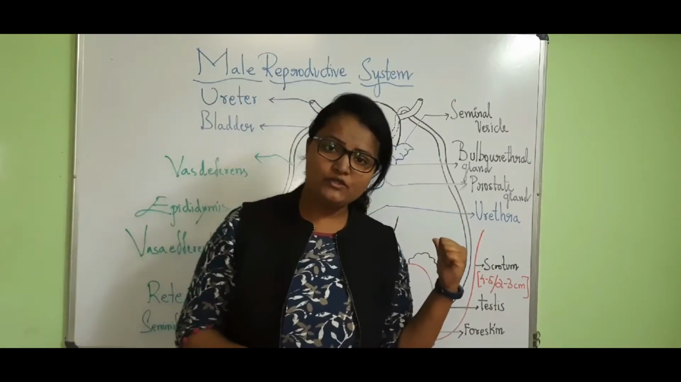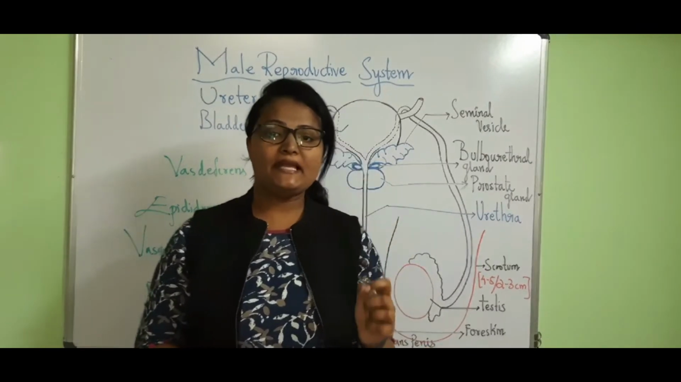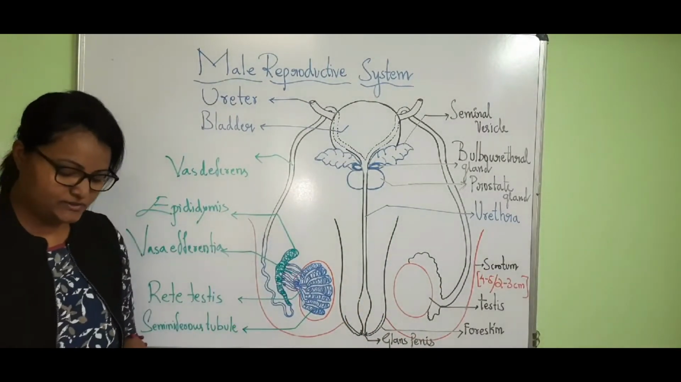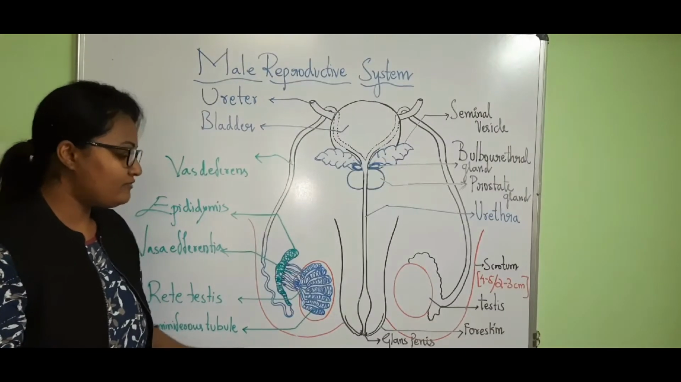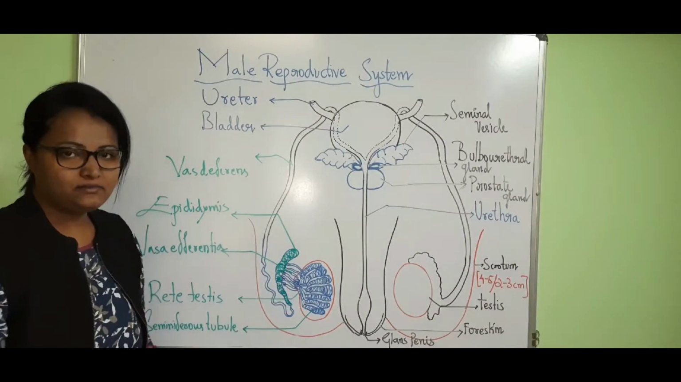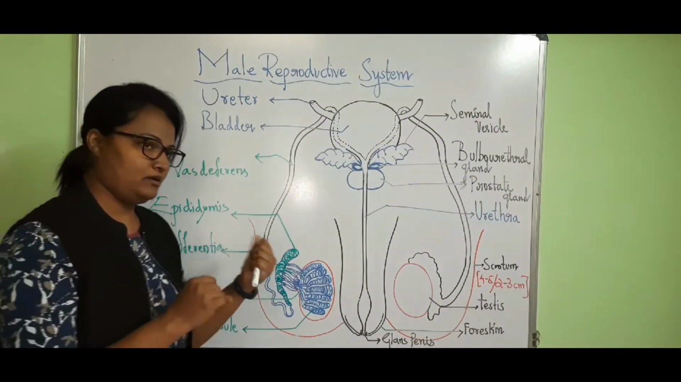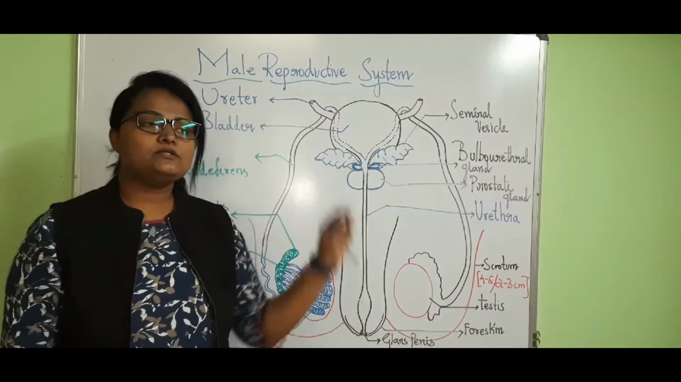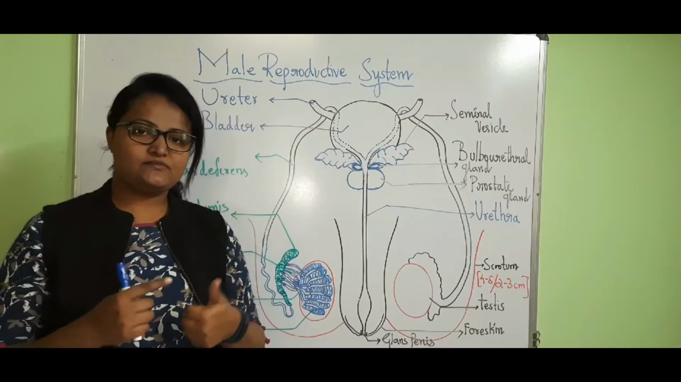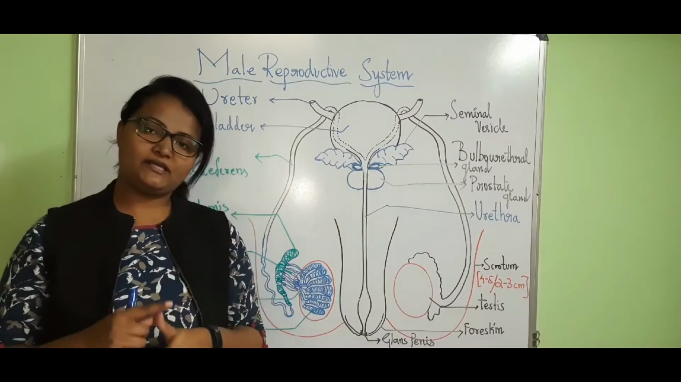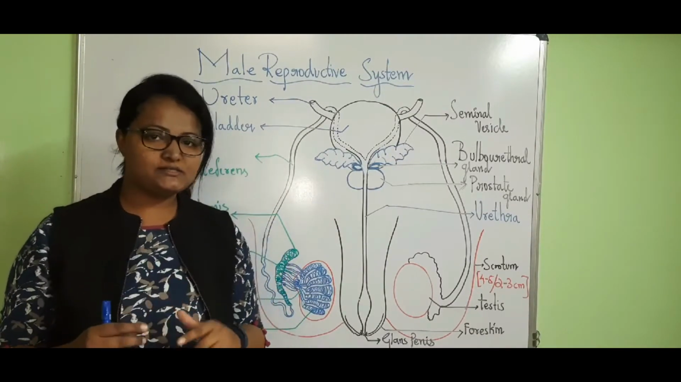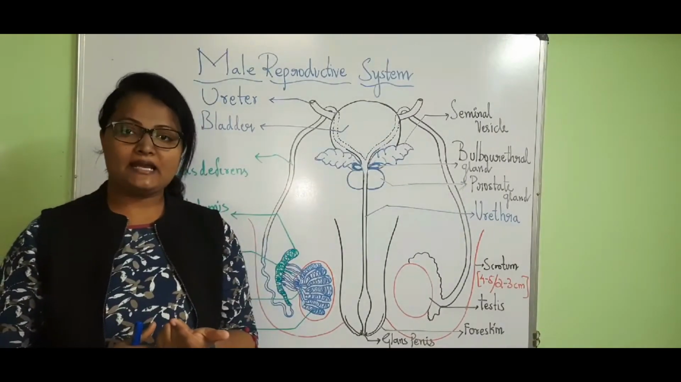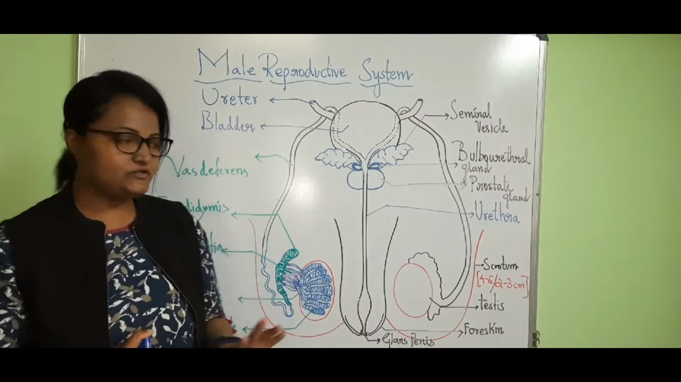So today we are going to start with the male reproductive system. This is the structure of the male reproductive system. We have finished the outline like always, as we studied in the previous video. The human male reproductive system can be divided into three different sections: primary sex organ, accessory ducts and glands, and external genitalia.